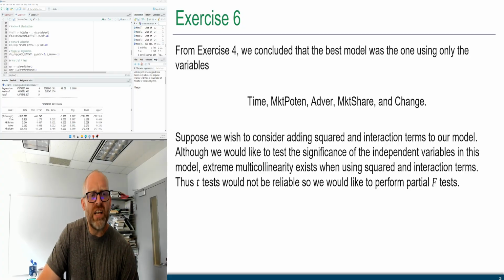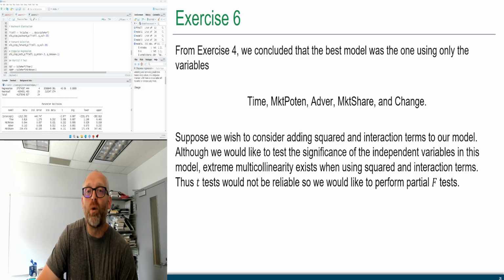All right, so from exercise 4, we concluded that the best model was the one using only these variables. This was the one we created using cross-validation to determine this: time, market potential, advertising, market share, and change. So suppose we wish to consider adding squared and interaction terms to our model.